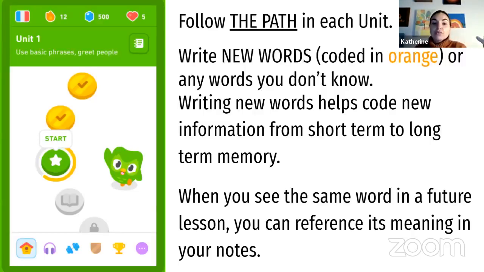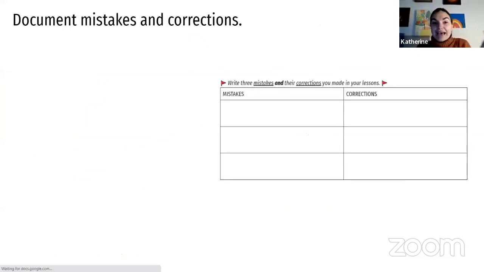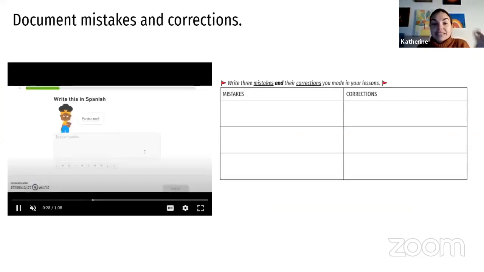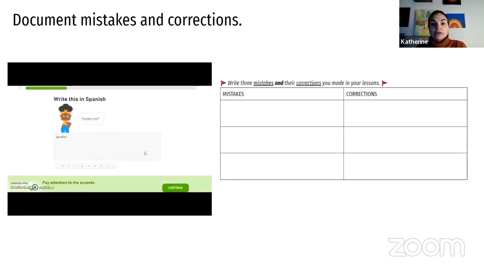So I tell them that we're doing this so that they can take new information from short-term to long-term memory. And the second written task, while they are completing the unit on Duolingo, is to write 3 mistakes and their corrections. And you can adjust this, you can have them write 5 mistakes or 10 mistakes. I just have 3 mistakes for right now.